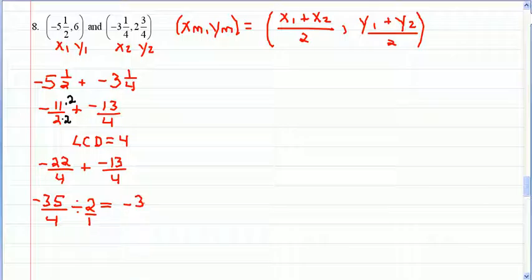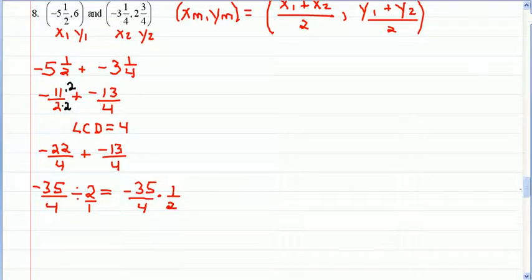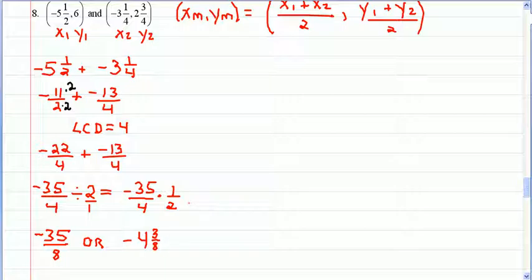So this is really negative 35/4 times 1/2, which is equal to negative 35/8, and negative 35/8 as a mixed number is negative 4 3/8. So underneath this x sub m, y sub m, the x coordinate of our midpoint is negative 4 3/8.